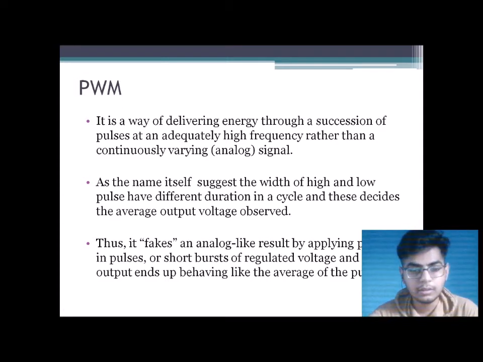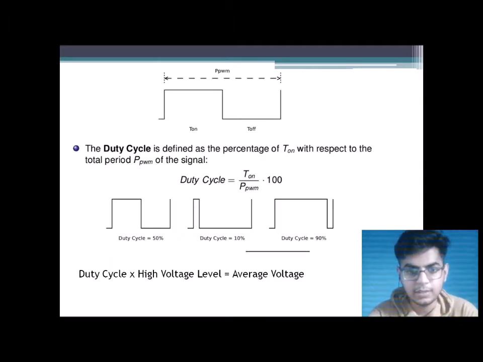We could have done this by putting an analog power to the fan, like increasing the voltage slowly, but we can do this by faking an analog signal by giving pulses of high frequency and just putting it on and off at certain times. So let's get into the details of PWM and how it works.